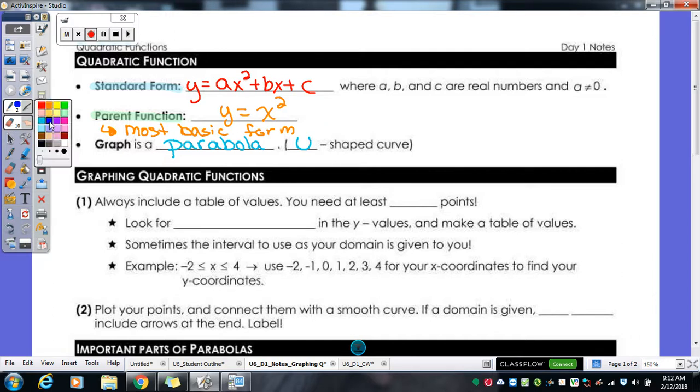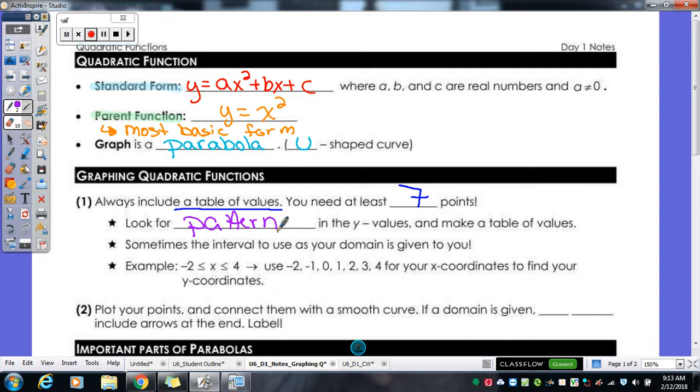So when we're graphing our quadratic functions, to review this a little bit, you always need a table of values. And you have to have at least 7 points on that table. You need to look for a pattern in the y values. That's how you figure out which part of the table you want to actually copy down to help you make your graph.